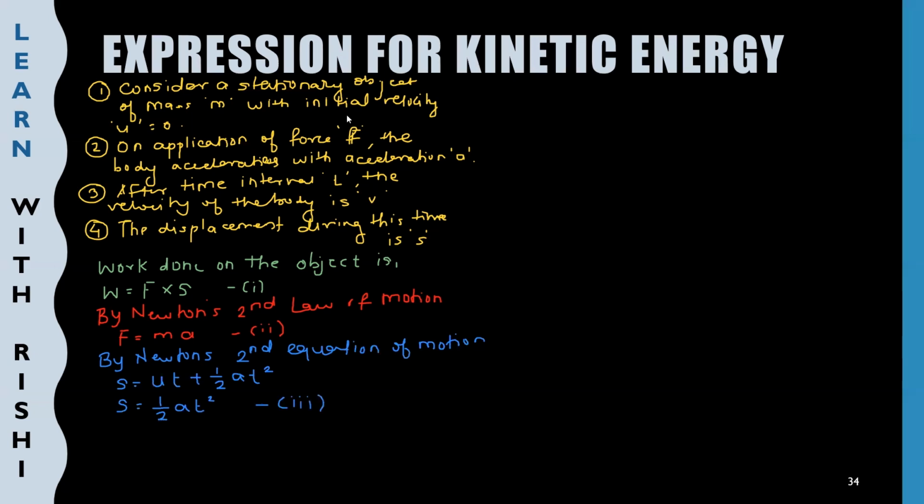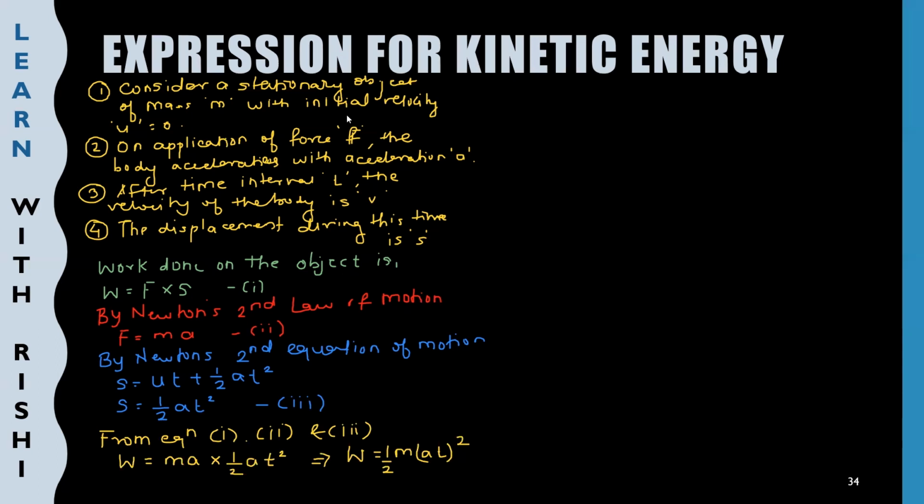Now, from all these 3 equations, from equation 1, 2, and 3, what can we write? Work done is equal to, in place of force, we'll write mass into acceleration. In place of displacement, we'll write half at square. So work done is ma into half at square, right? So finally, we can write, therefore, work done is equal to half into m into at the whole square.